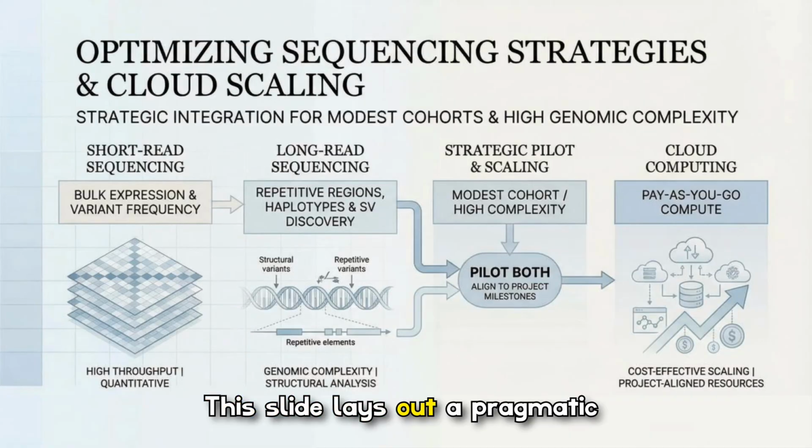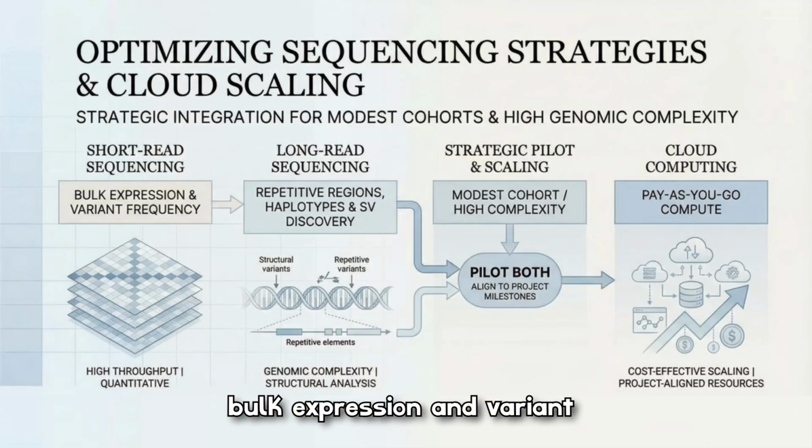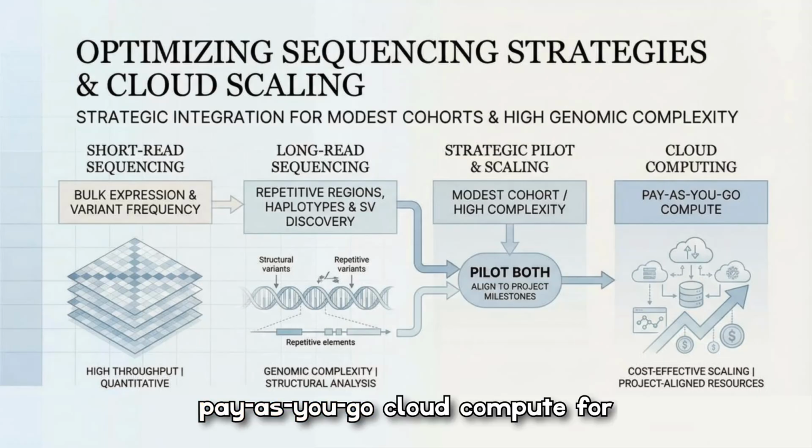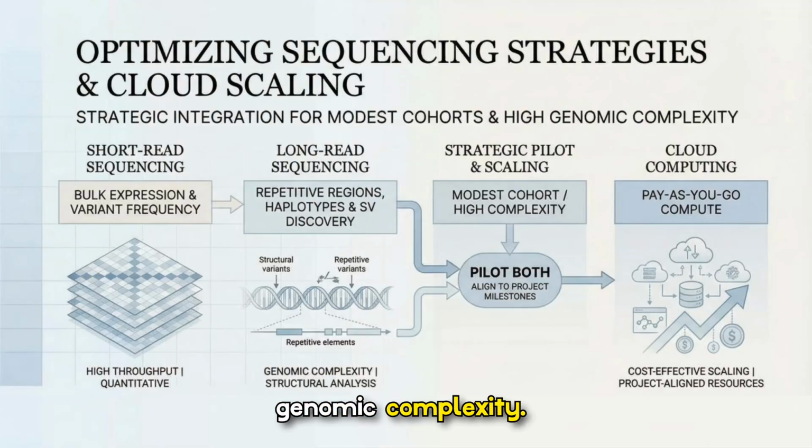This slide lays out a pragmatic sequencing strategy and cloud scaling plan: short reads for bulk expression and variant frequency, long reads for repetitive regions and structural variant discovery, then a modest pilot cohort to align methods to project goals, followed by pay-as-you-go cloud compute for cost-effective scaling. The flow emphasizes piloting before scaling to match resources with genomic complexity.